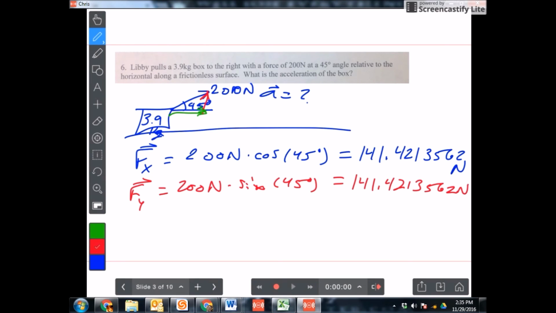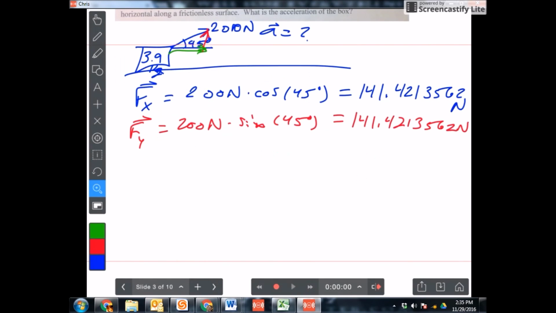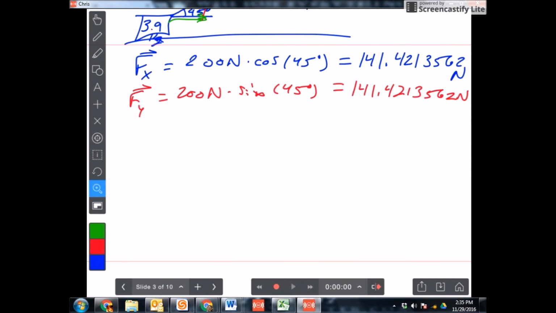Okay. Now that we have those resolved into their component forces, we want to do a new free body diagram. So we've got our box here, and we've got a force of gravity acting on it. We've got a normal force acting on it. There was no friction this time. We have an additional upward force in the y-axis of that 141, so on and so forth, newtons. And then we have a force in the x-axis here of 141 newtons, okay?